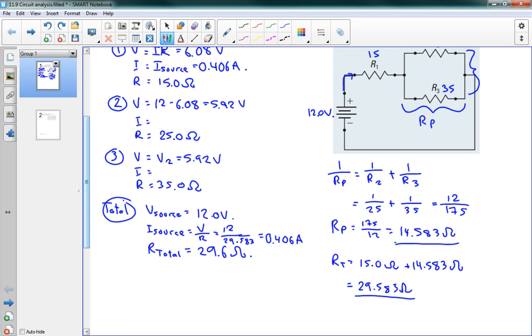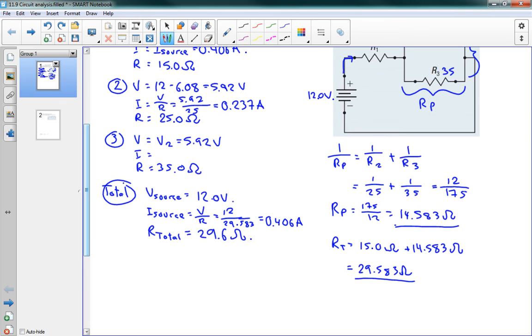Now we can fill out the current for those two. So the current for resistor 2 is, well, V equals IR, so we can rearrange that. I is equal to V over R. So this is equal to 5.92 divided by 25. And this gives us 0.237. Excellent. We're almost done. We just need to get the current of number 3.